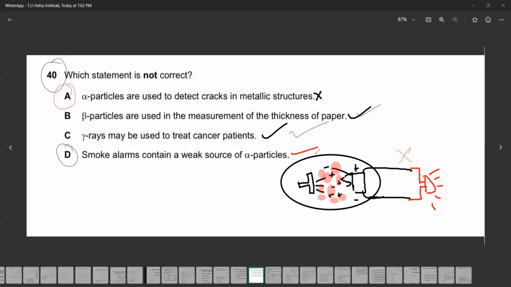So it is used in smoke alarms, but alpha cannot be used to determine the cracks in the metallic structure, as it cannot even pass through air easily, since it has a very short range. Is it clear?